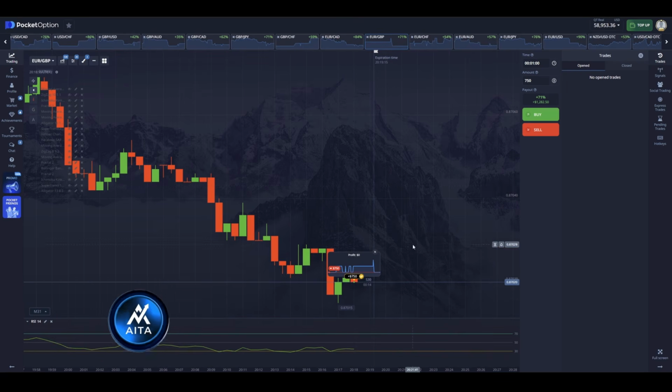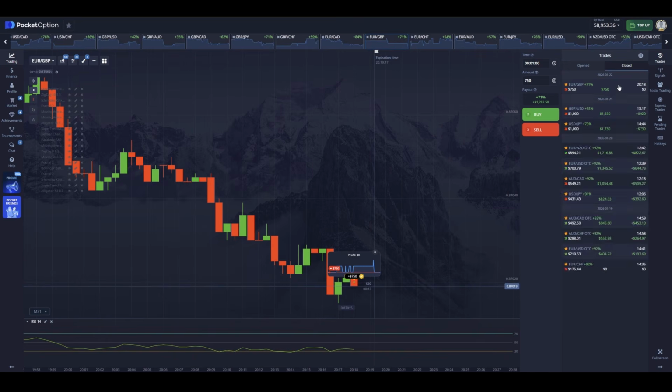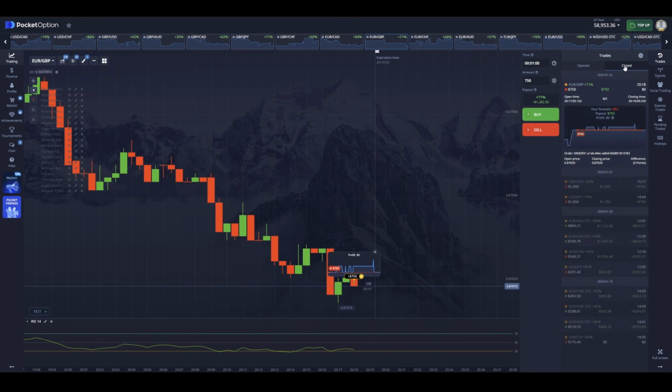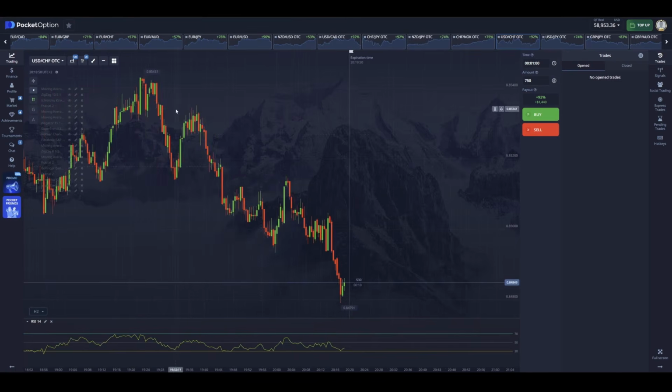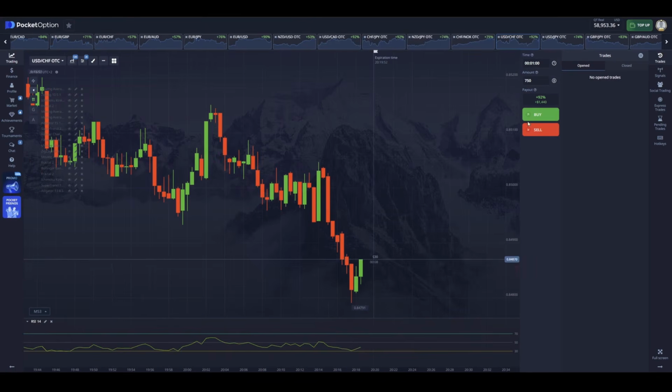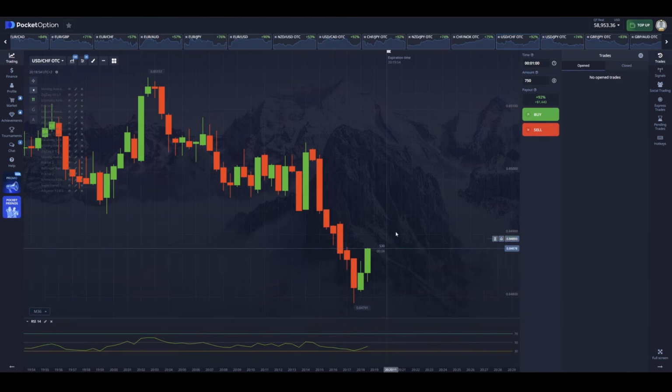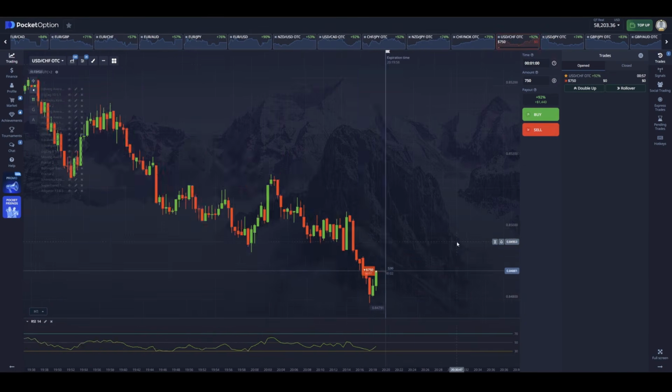Unfortunately, due to low volatility, the trade closed at break even. That happens sometimes. Let's switch to the OTC market, and I'll show you a similar example now. Here we see a good downward movement, exactly the same situation as in the previous trade. We have 2 green candles in the opposite direction since the movement is downward.